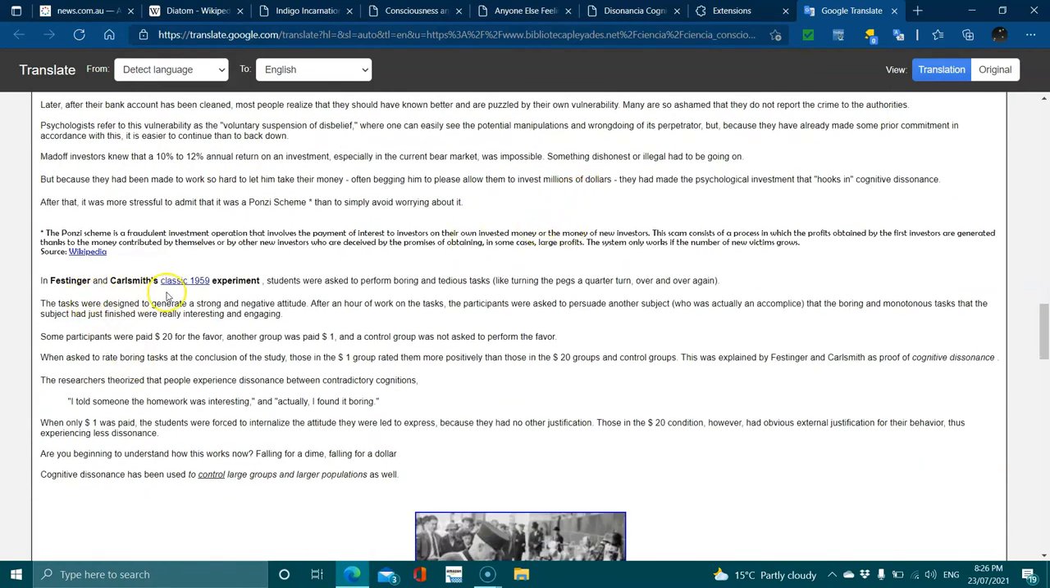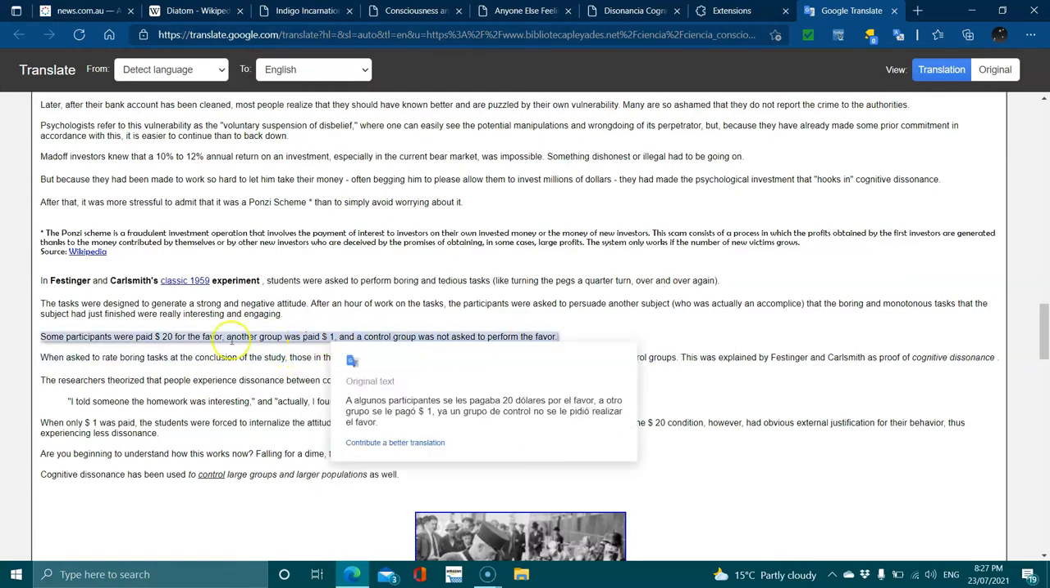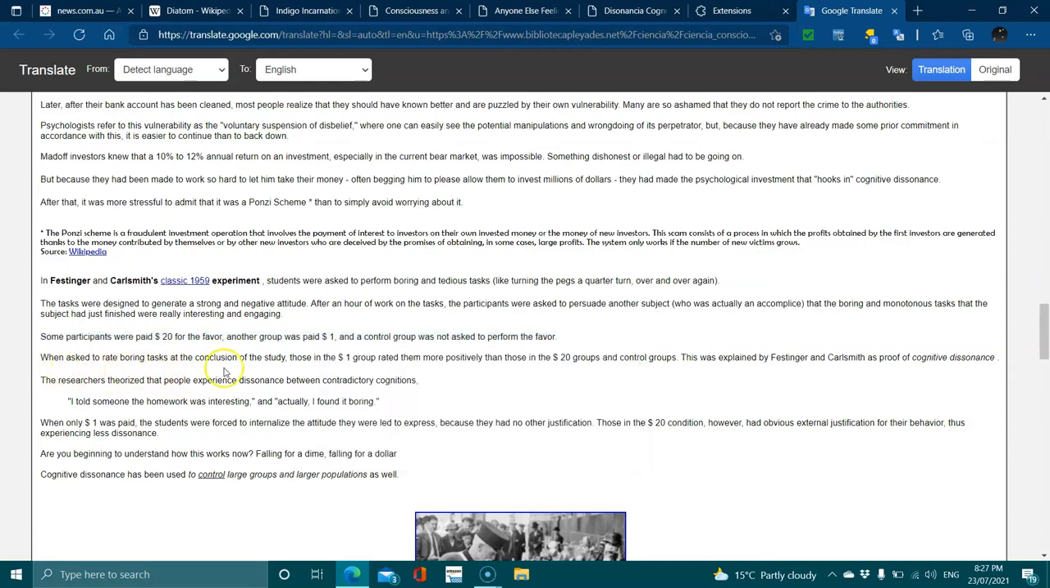In Festinger and Carlsmith's classic 1959 experiment, students were asked to perform boring and tedious tasks, like turning pegs a quarter turn over and over again. The tasks were designed to generate a strong negative attitude. After an hour of these tasks, the participants were asked to persuade another subject, who was actually an accomplice, that the boring and monotonous tasks they had just finished were really interesting and engaging. Some participants were paid $20 for the favor, another group was paid $1, and a control group was not asked to perform the favor. All were asked to rate the boring tasks at the conclusion of the study. Those in the $1 group rated them more positively than those in the $20 and control groups.